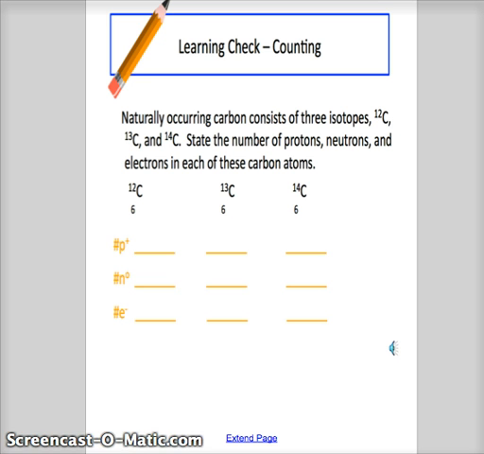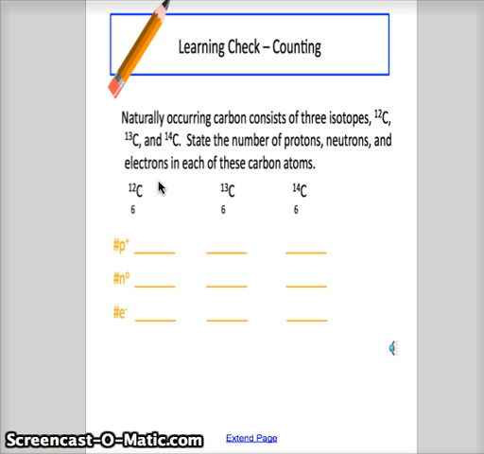Okay, so here is a little learning check. Carbon consists of 3 isotopes. I'll explain what that is next. But here's 3 different types of carbon. Carbon with a mass number of 12. That's the first one here. Carbon with a mass number of 13, and carbon with a mass number of 14.